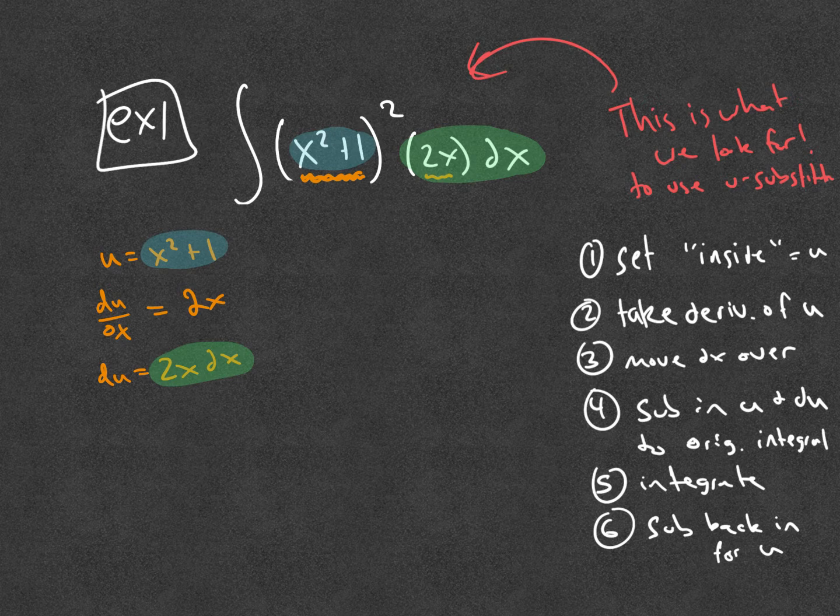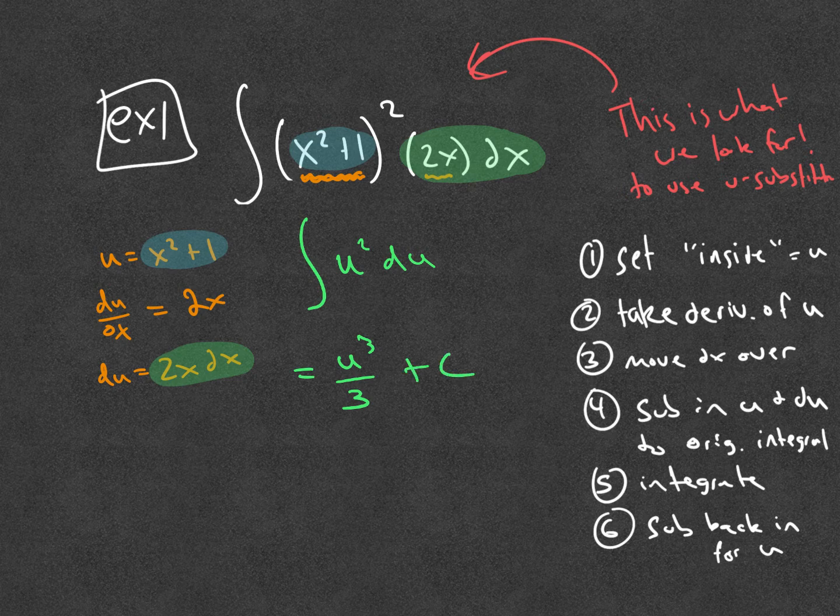And so this problem is going to be rewritten as the integral of u squared. x squared plus 1 is u, so u squared, and then 2x dx is du. Oh, look how much easier that integral is. We know how to do that one. The integral of u squared is u cubed over 3 plus c.